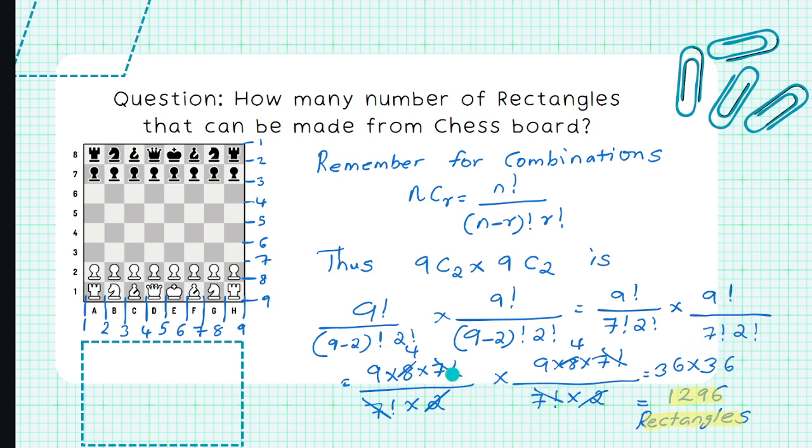You can simplify the 9 factorial into 9 times 8 times 7 factorial, so that cancels out the 7 factorials. The 2 factorial is 2, so it cancels out the 8 and makes it 4. It does the same thing with both expressions because they're both the same. So that gives us 36. 9C2 is 36. But since we have 9C2 times 9C2, or 9C2 squared, we have 36 times 36, or 36 squared, and that is 1296. And thus, 1296 rectangles can be formed using the lines of a chessboard.